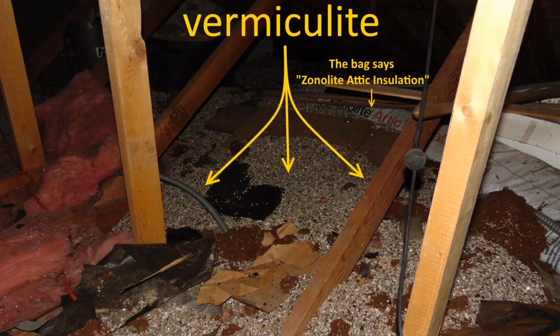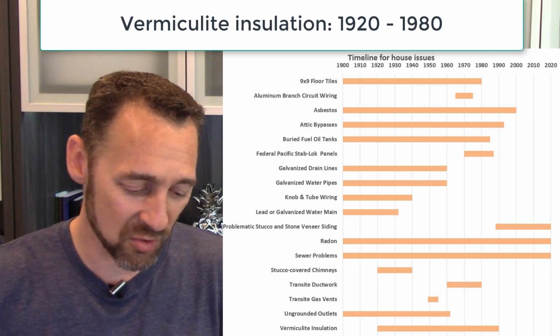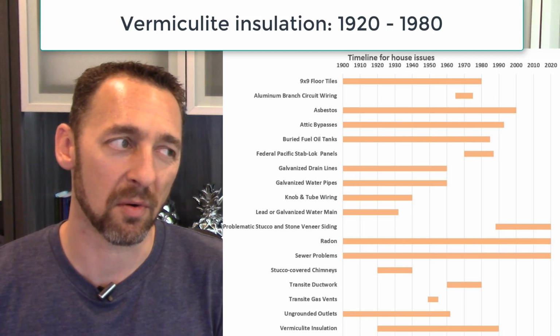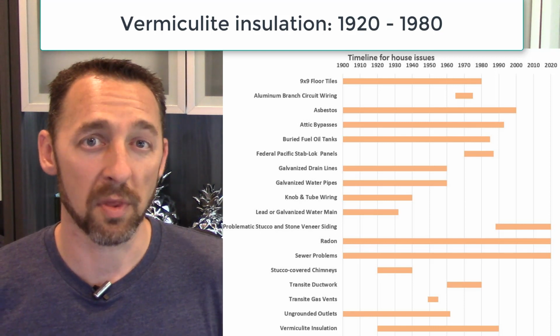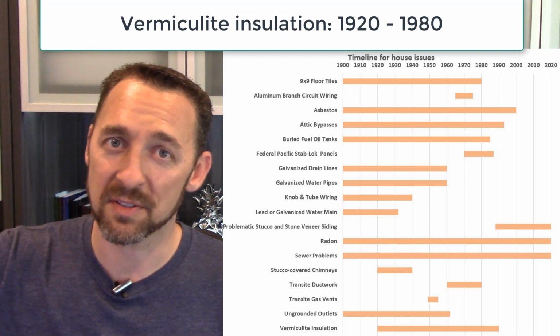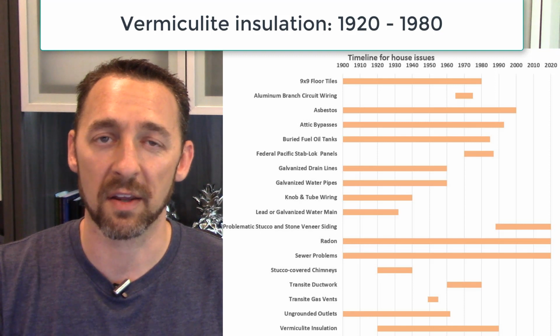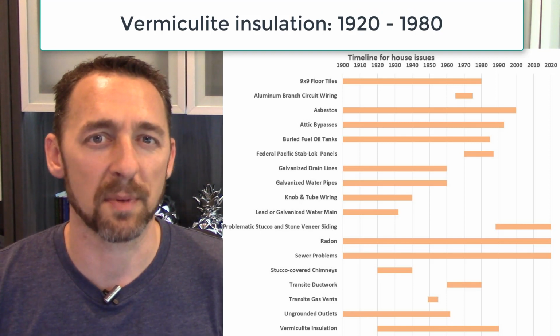And that brings us to our last one, and it's vermiculite insulation. We find this in homes built from, I'd say, 1920 all the way up through about 1980 or so. And vermiculite insulation contains asbestos. It's one of the most harmful forms of asbestos. It's kind of a big deal if you have vermiculite insulation in your attic. And you always just want to assume that it contains asbestos.